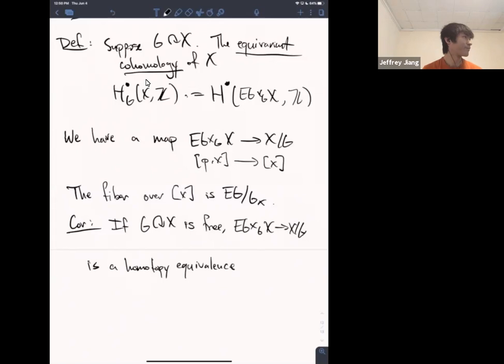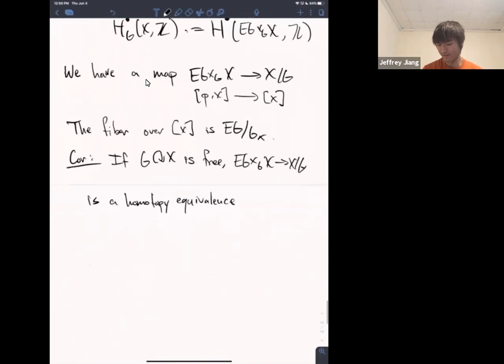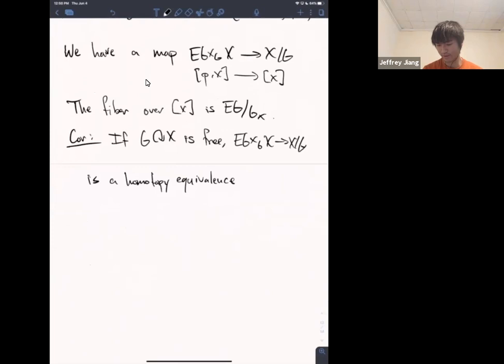In nice cases, you can show this by showing that it's a fiber bundle with contractible fiber. But I think you need stuff to be metrizable for that proof to work. But presumably that's fine in the cases we'll consider.